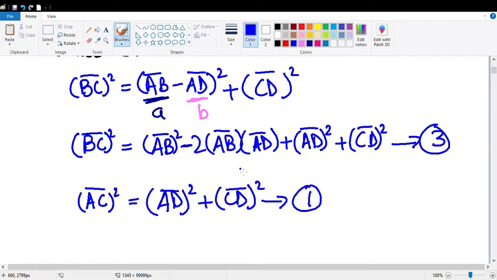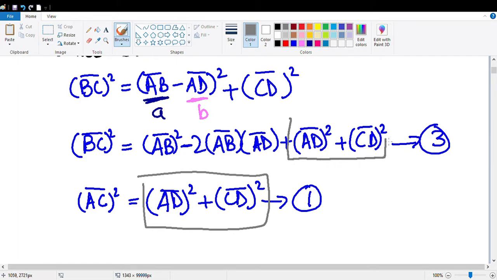What we want to do is look at something in equation number 3 that we can replace in equation number 1, something common in both equations. In equation number 3, we have BC square is equal to AB square minus 2 into AB into AD plus AD square plus CD square. In the first equation, we have AC square is equal to AD square plus CD square. If you've caught it, this and this are the same.